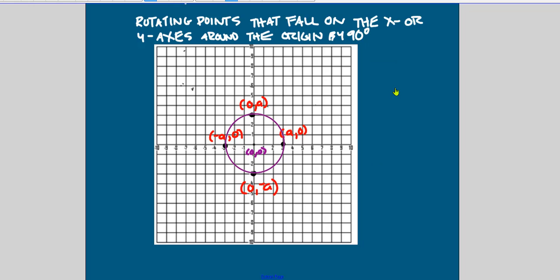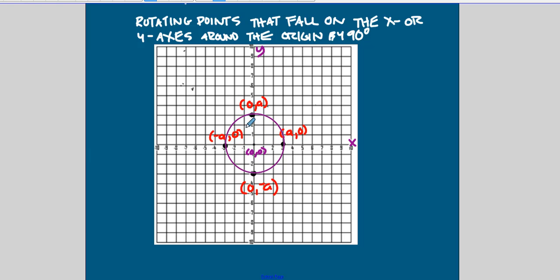Okay, first let's talk about rotating points that actually fall on the X or Y axis and rotating around the origin by 90 degrees. The rules that I'll talk about in the rest of the video do not apply to points that are on the X or Y axes. What if we're rotating the point 0, 0 by 90 degrees? Well, it's not going to go anywhere. It's just going to stay where it is.